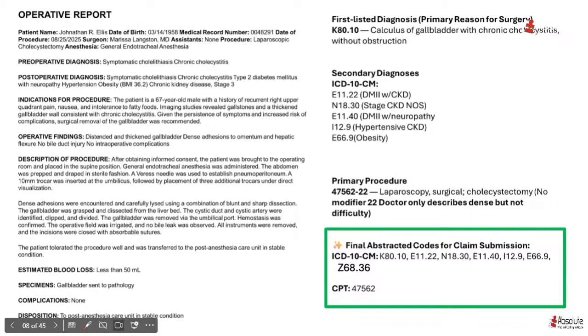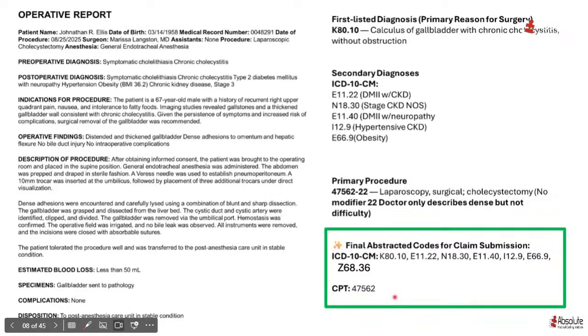But finally, here are the final abstracted codes: K80.10, E11.22, N18.30, E11.40, I12.9, E66.9, and Z68.36. That's the BMI. And the CPT code has no 22 modifier.